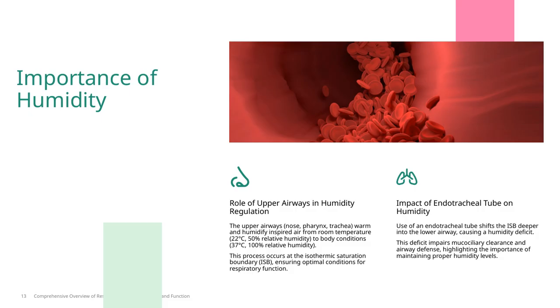Now, moving to the role of the upper airways in humidity regulation. The nose, pharynx, and trachea work together to warm and humidify the inspired air, which initially enters at room temperature, around 22 degrees Celsius with 50% relative humidity. These structures modify the inspired air, bringing it to body conditions, 37 degrees Celsius and 100% relative humidity. This process occurs at the isothermic saturation boundary, or ISB, which is essentially the point where the air reaches full saturation and is properly conditioned for optimal respiratory function.